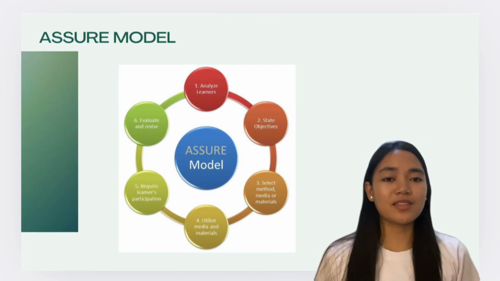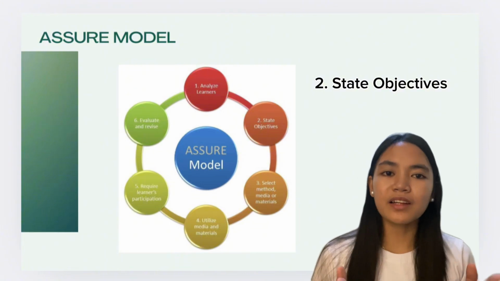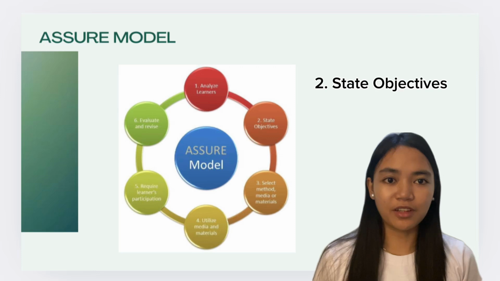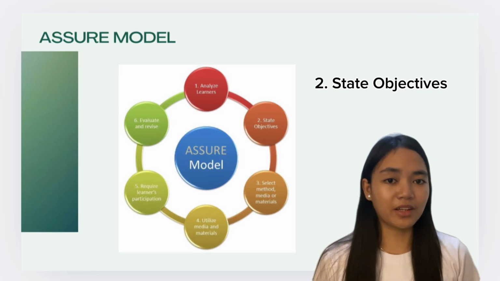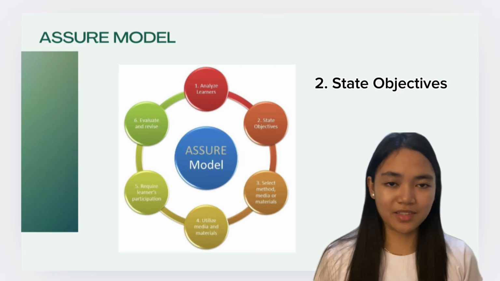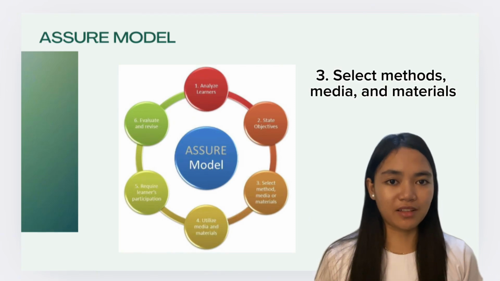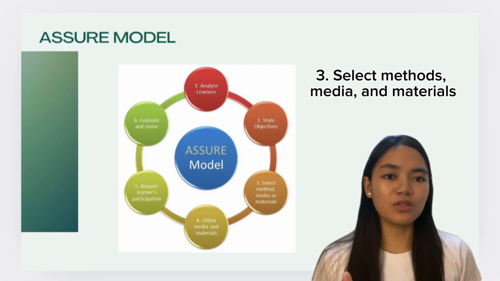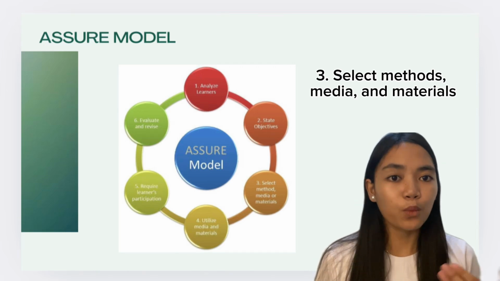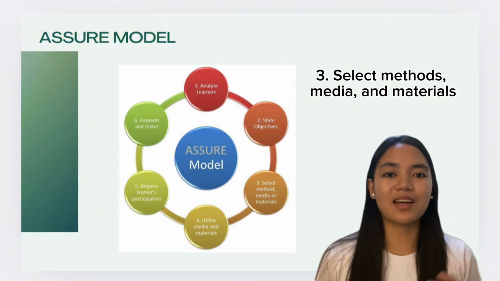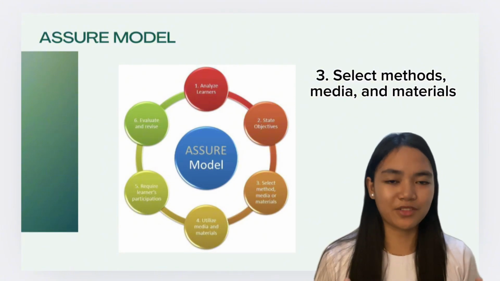The second one is State objectives. Write clear learning goals for the lesson. Objectives give the lesson direction and focus and let both the teacher and learners know what is expected. The third one is Select methods, media, and materials. Choose the teaching tools such as videos, slides, worksheets, or apps. Selecting appropriate resources enhances understanding and makes learning more interesting.